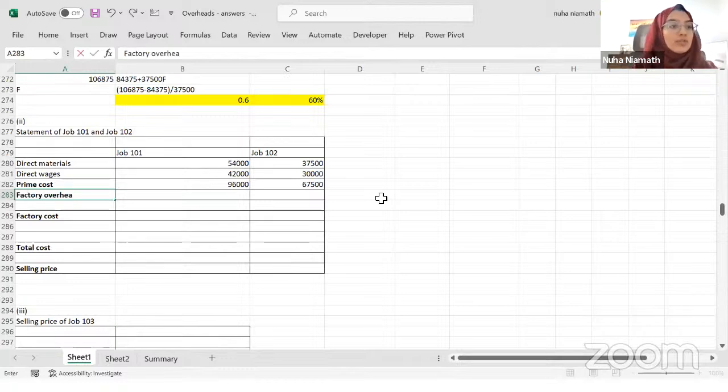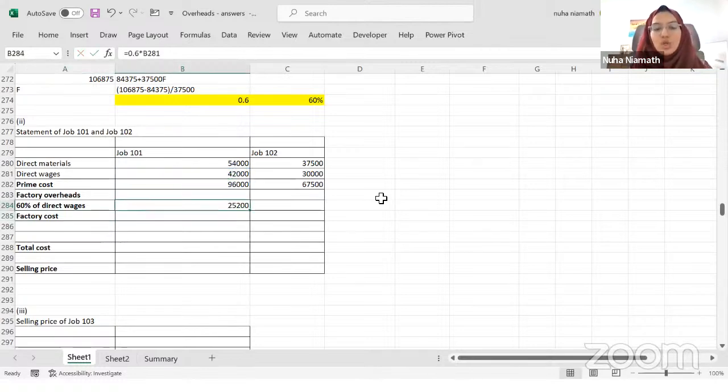So now we have gotten factory overheads as 60% of our direct wages. So that will be 60% of direct wages. So 0.6 into direct wages of 42,000 is 25,200. For job 102, it will be 18,000. Next, we get the factory cost. Factory cost is prime cost plus factory overheads. So 121,200 and here 85,500.